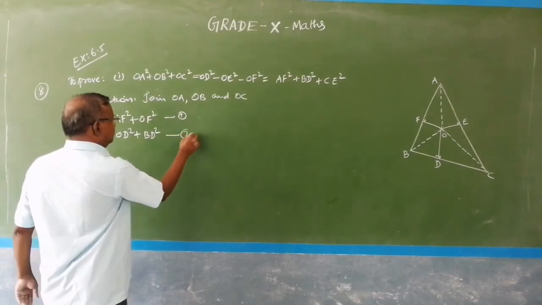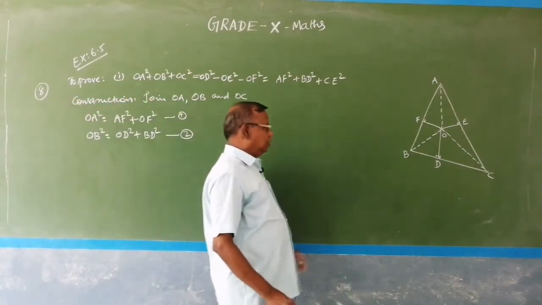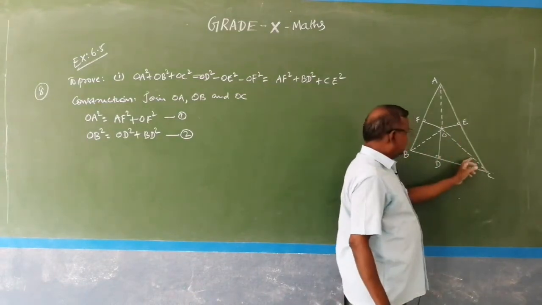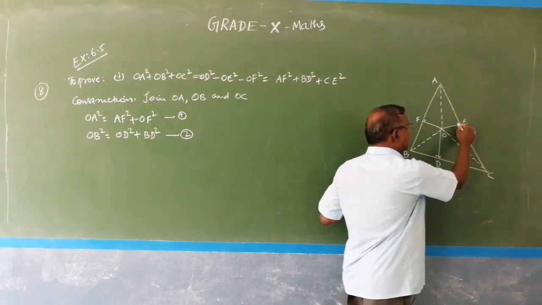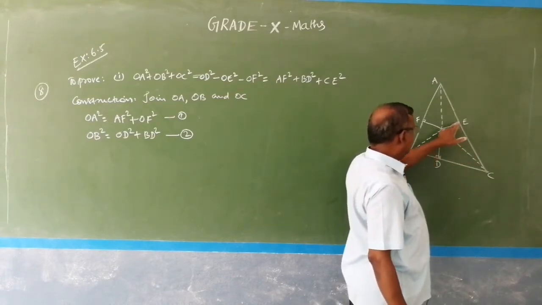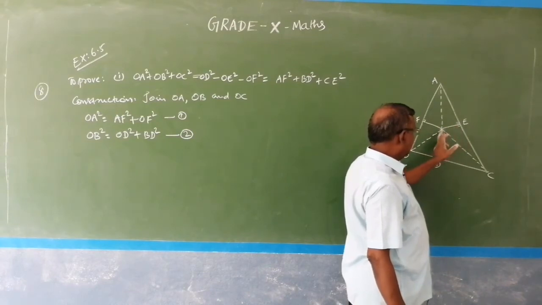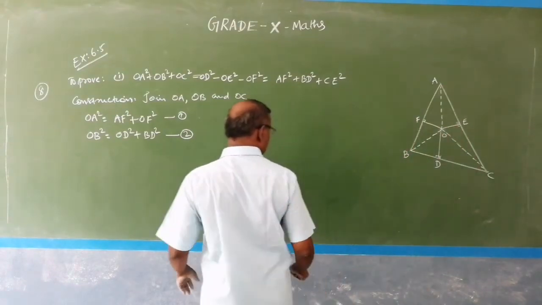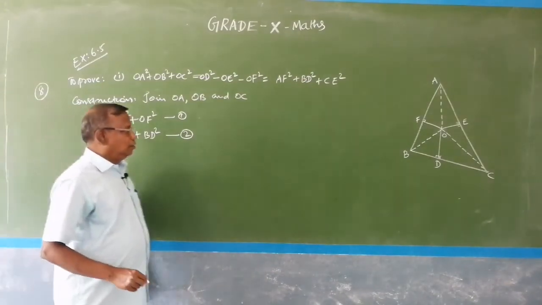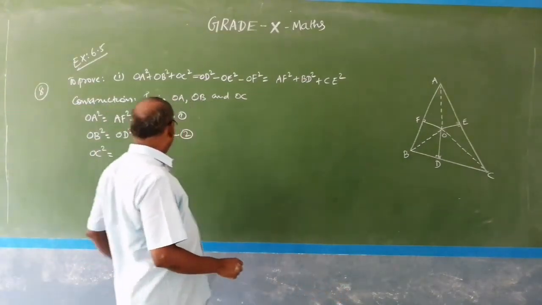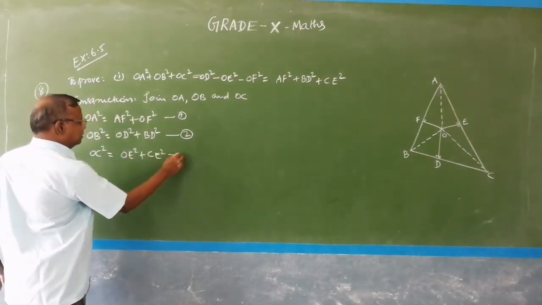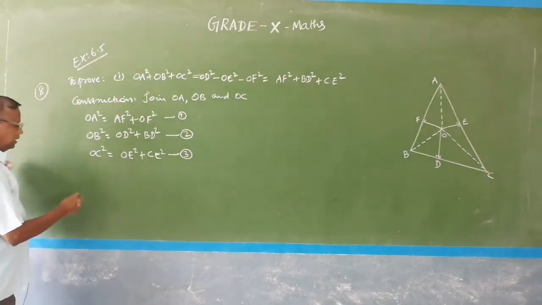And in the triangle OEC, OC is the hypotenuse because angle OEC is 90 degrees, therefore OC must be the hypotenuse. So OC square equal to OE square plus CE square. Say this is 3. Now add these 3.